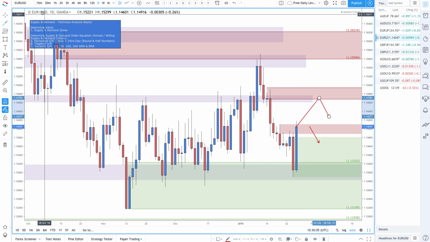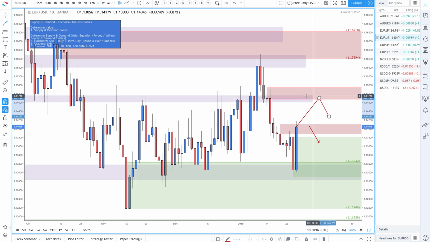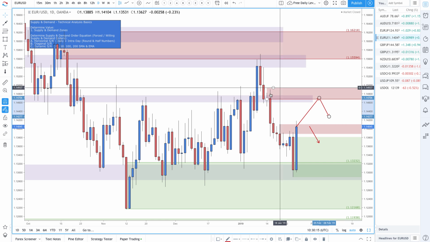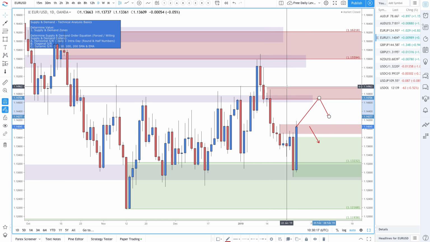Right, I'm definitely going to be a buyer of the dollar. It's just basically what price I'm looking to get in. So we're looking for prices to probably come up to here at some point, and if not, then it would be probably this higher zone.